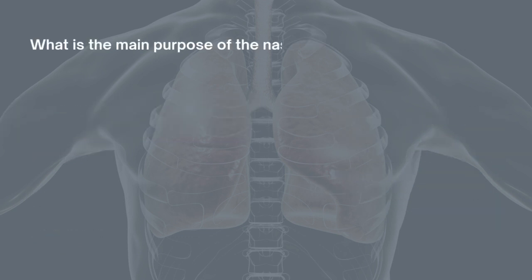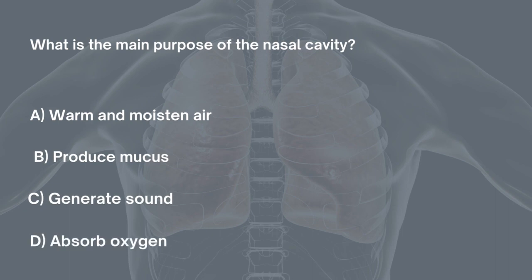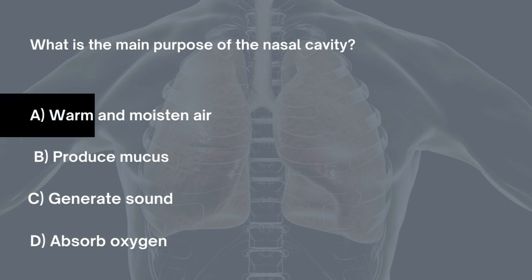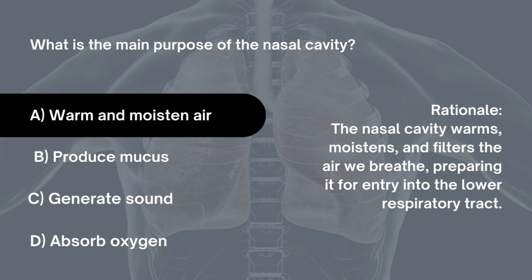What is the main purpose of the nasal cavity? A. Warm and moisten air. B. Produce mucus. C. Generate sound. D. Absorb oxygen. Rationale. The nasal cavity warms, moistens, and filters the air we breathe, preparing it for entry into the lower respiratory tract.